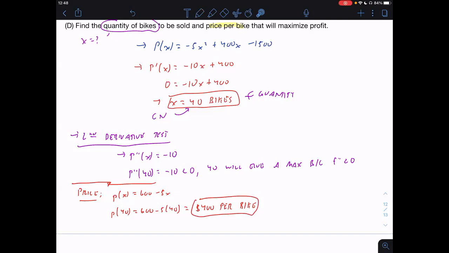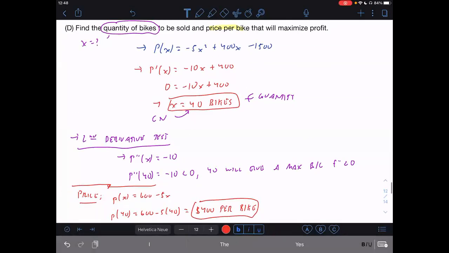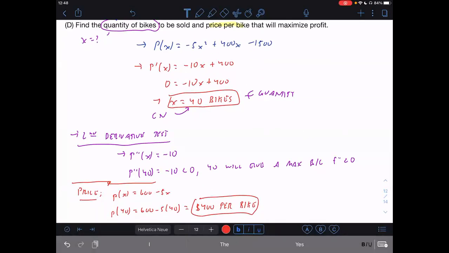So if we want to maximize our profit, we have to produce 40 bikes and sell these 40 bikes at $400 each. Okay. So what's going to be our maximum profit then? We found the amount of bikes we have to sell. We found the optimal quantity to sell. We found the optimal price to sell.